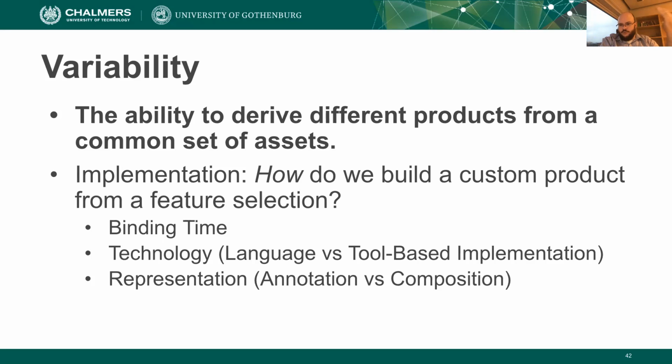Instead of serving the needs of one stakeholder by developing a product from scratch, variable software can be tailored to stakeholder requirements. There are three dimensions we consider when looking at variability implementation techniques, which are the binding time, the technology, and the representation. Right? We're going to introduce each of these and look at specific ways that we take assets and use those to produce complete customized software.